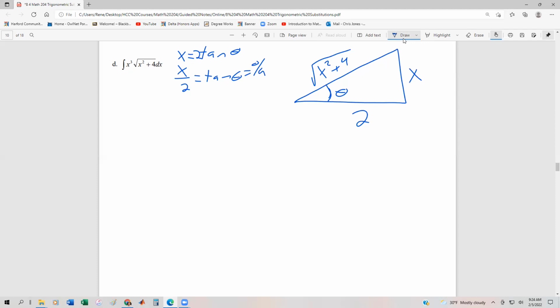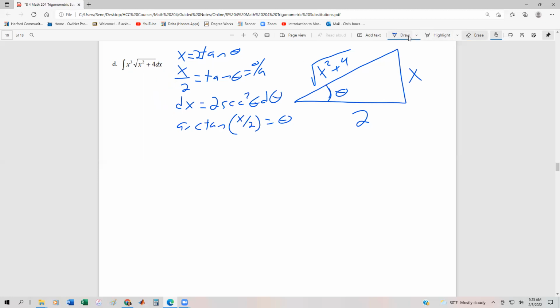All right, we're also going to solve for dx. So the derivative of 2 tangent theta is going to be 2 secant squared theta d theta. And it may or may not be relevant for this problem, but we can also solve for theta. As we saw in the last problem, it was useful to solve for theta by itself. So we could just take the arctan of both sides and get theta if we chose to.